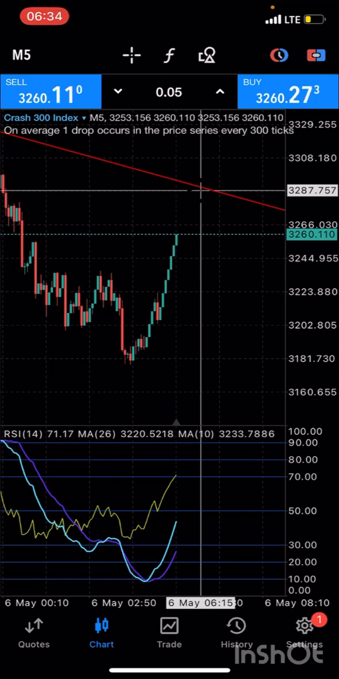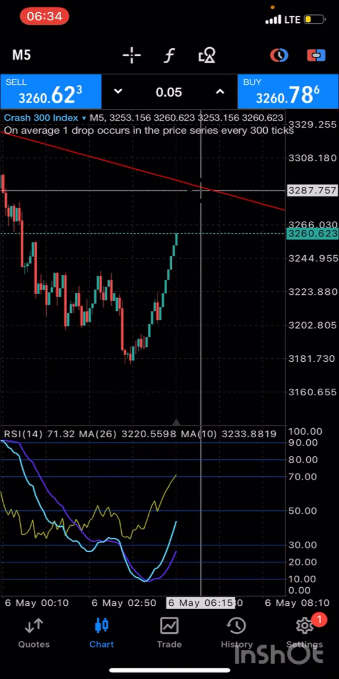Price action, you can use it to trade everything, every asset, every commodity, be it synthetic indices, be it currency, be it stocks. You can use it to trade anything. So if you join us, that's what I'm going to be teaching you, price action.